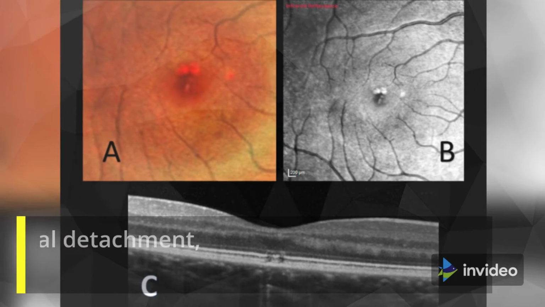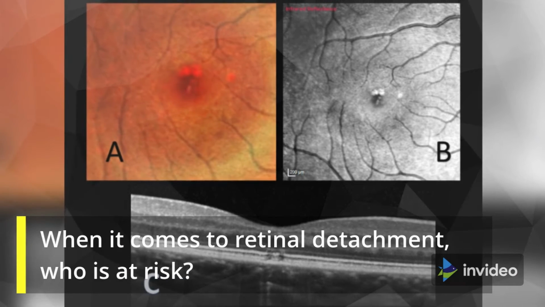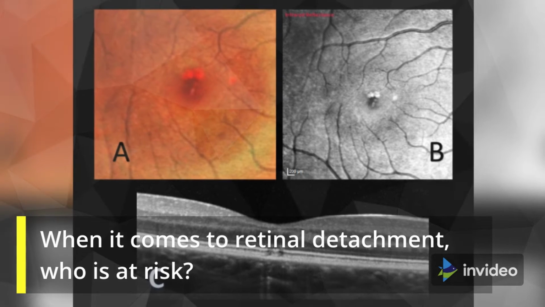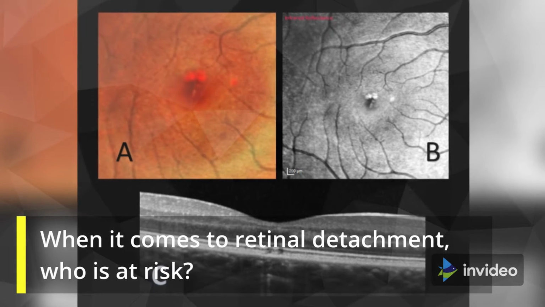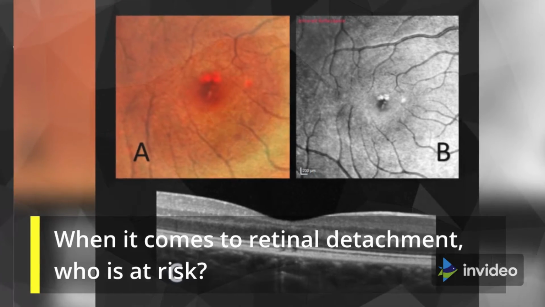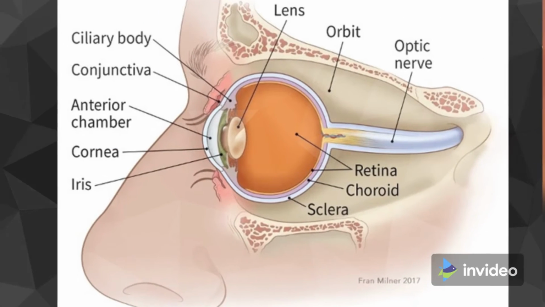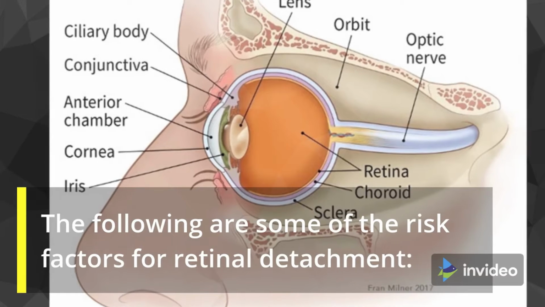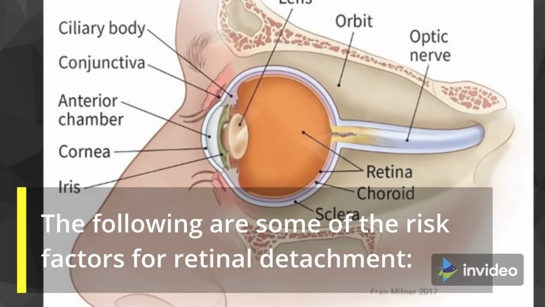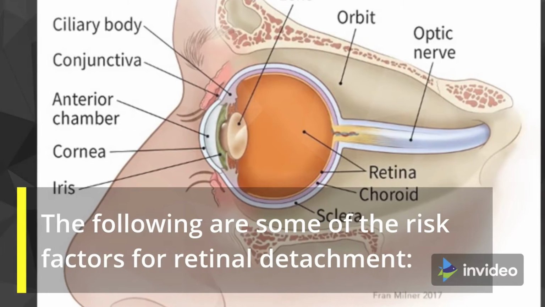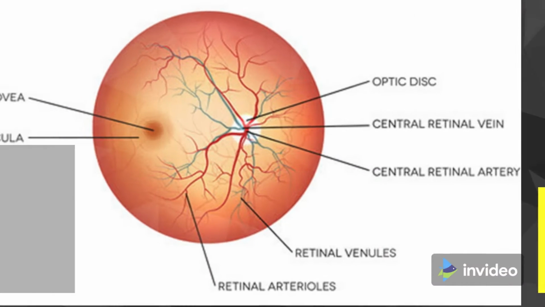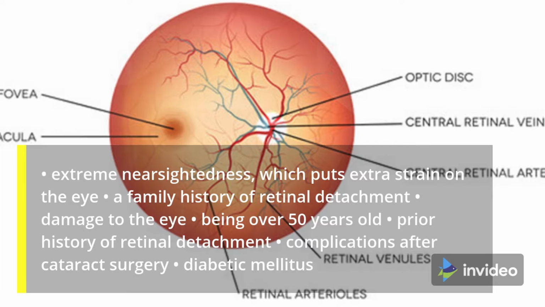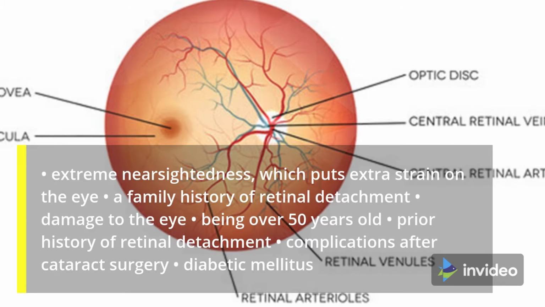When it comes to retinal detachment, who is at risk? The following are some of the risk factors for retinal detachment. Extreme nearsightedness, which puts extra strain on the eye. A family history of retinal detachment. Damage to the eye. Being over 50 years old. Prior history of retinal detachment. Complications after cataract surgery. Diabetes mellitus.